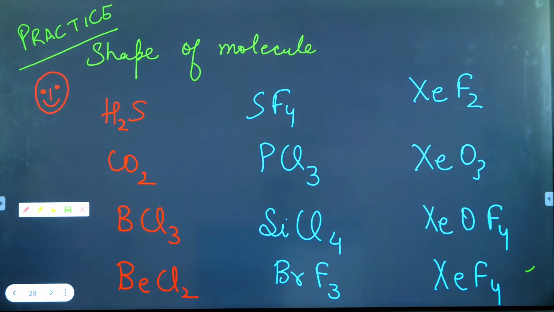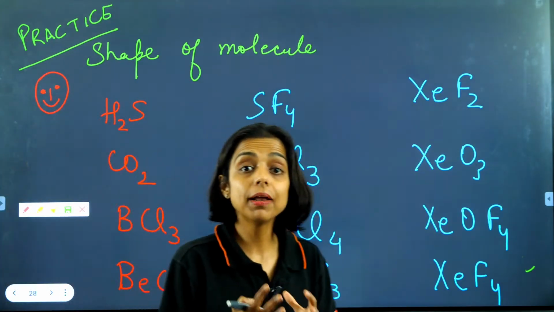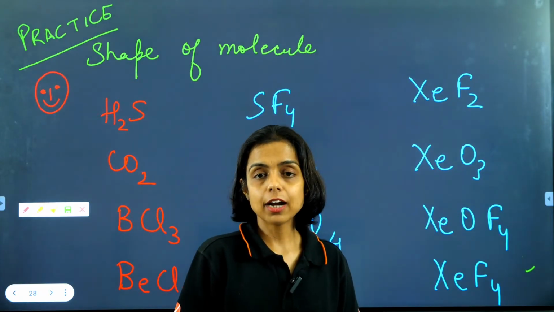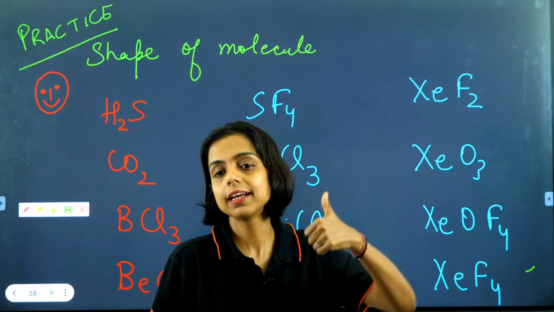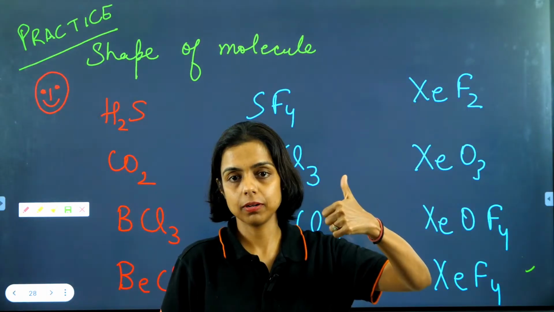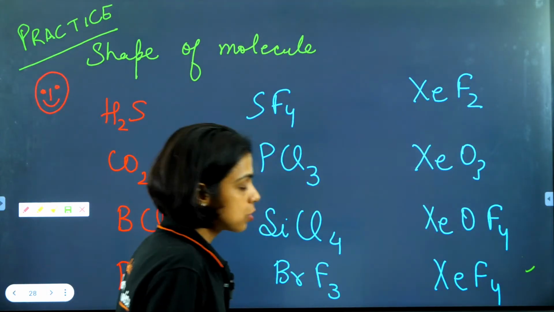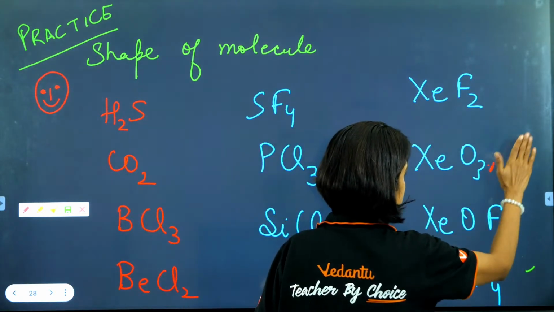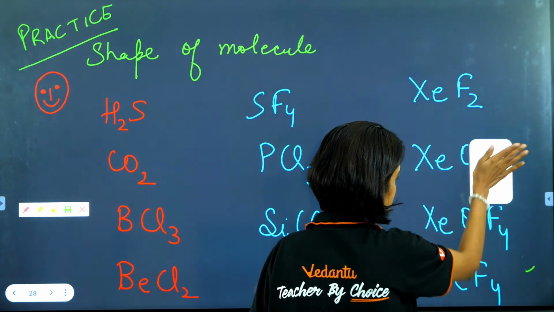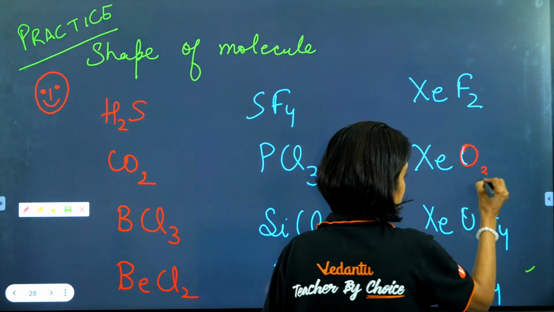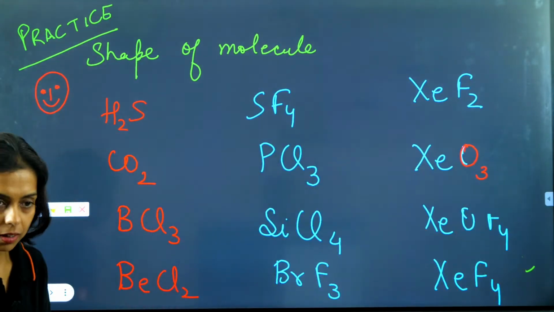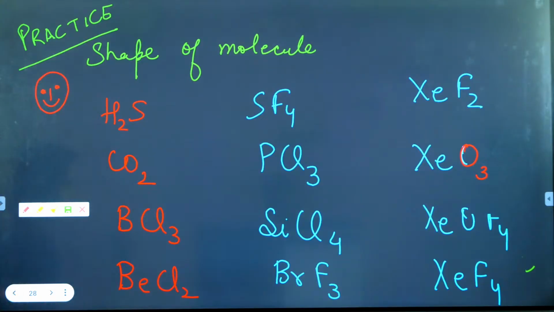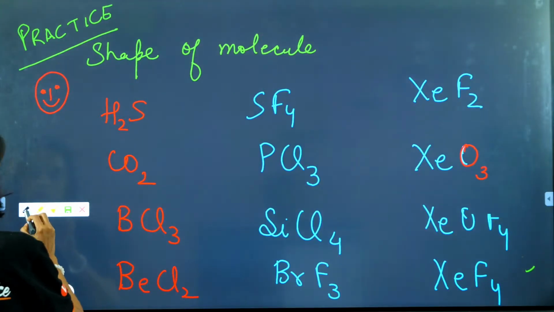And please keep in mind that oxygen forms a double bond with the central atom, and you just need to take a double bond as a single bond pair. So if you practice these molecules, their shapes and geometries, that will be sufficient for VSEPR. Got it? Take the note, guys. Practice these molecules. XeOF4.